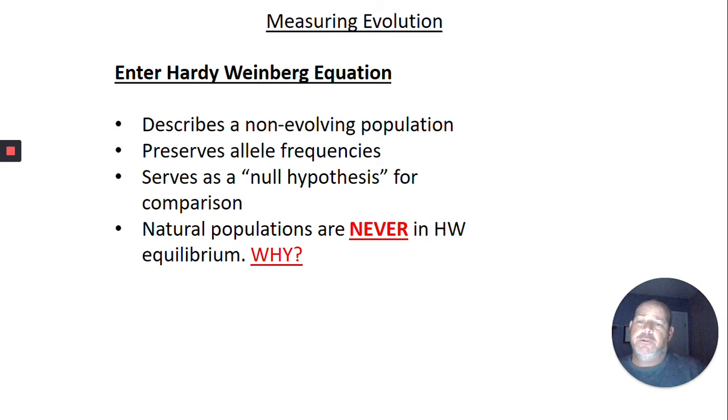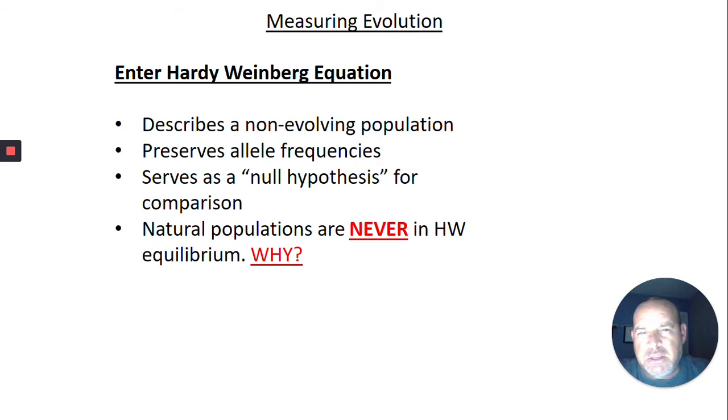Okay, so natural populations are never in Hardy-Weinberg. They're never in Hardy-Weinberg equilibrium. Why would that be? Because those five things happen, right? Because mutations happen and gene flow happens and natural selection happens and all the things in that list and all the things in the slides we've already talked about, because they do happen. So populations are not in Hardy-Weinberg.